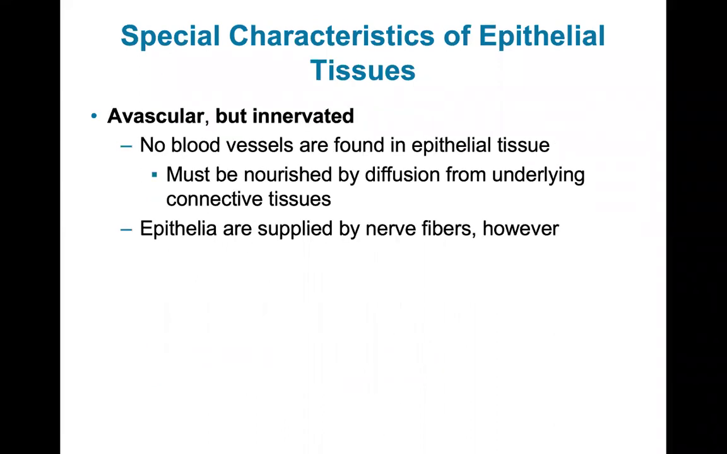As I mentioned, the epithelial tissue is avascular, which means it does not have any blood supply, and any nourishment is by diffusion from any underlying connective tissues. Epithelial tissues are also going to be supplied by nerve fibers, so they are innervated. You do have nerve endings located in your epithelial tissues.